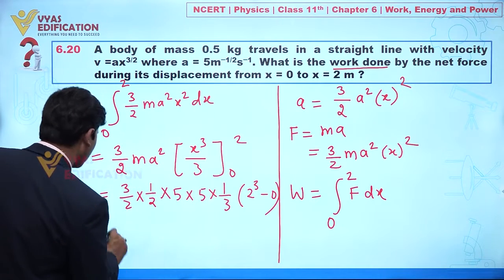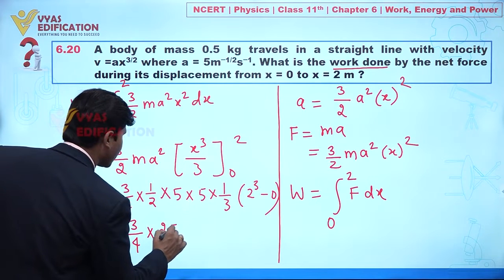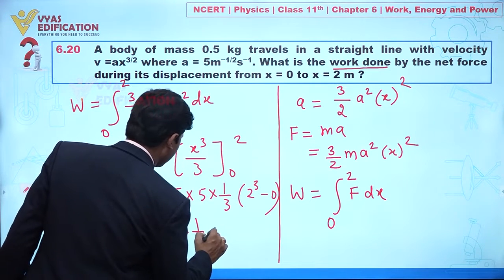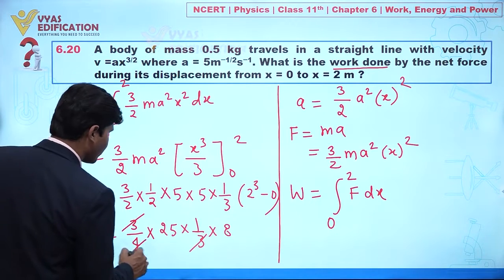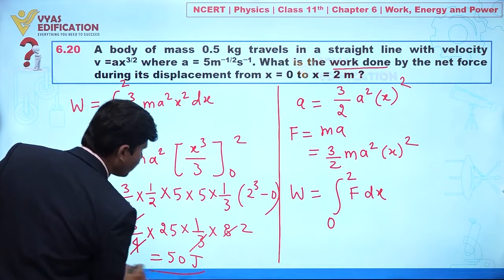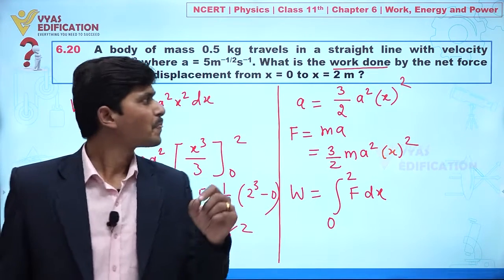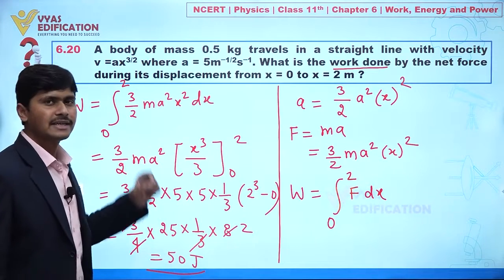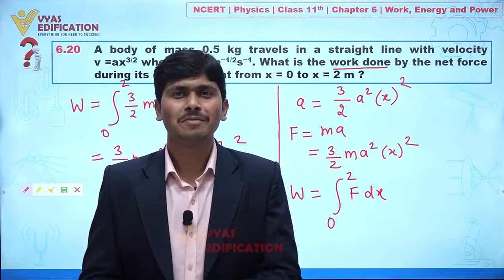So from here this is 3 by 4 multiply 25 into 1 by 3 multiply 8. This 3 and this 3 cancel out, and 8 by 4 is 2. So the total work done is 50 joule. So the net work done by the net force is 50 joule. So this is all about this question.